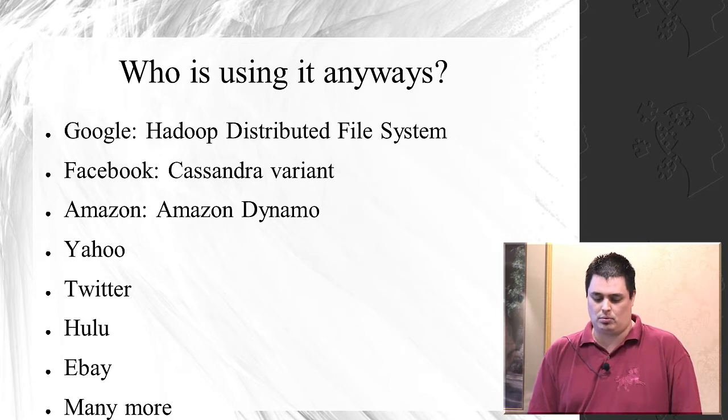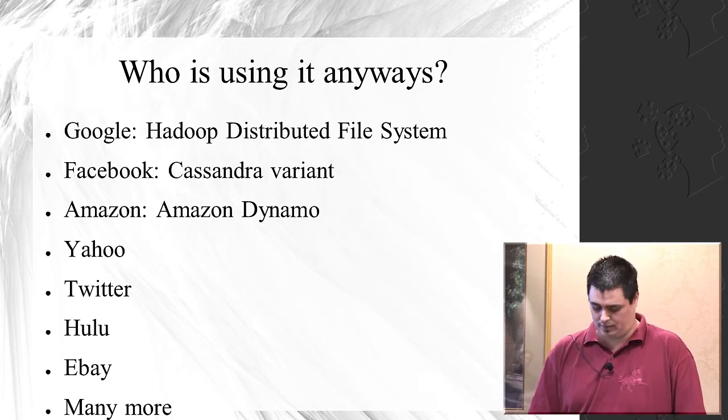So who's using it? Google uses some version, based on the sources I was checking, of Hadoop distributed file system. Facebook is using some Cassandra variant. Amazon has Dynamo. Yahoo, Twitter, Hulu, eBay. There's tons of companies using this stuff.